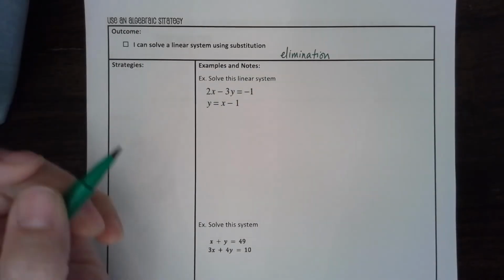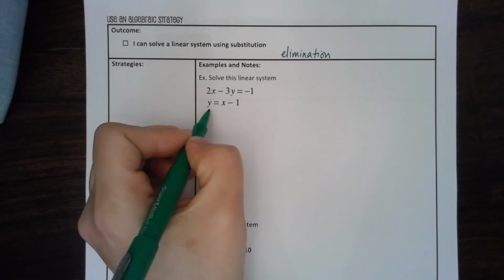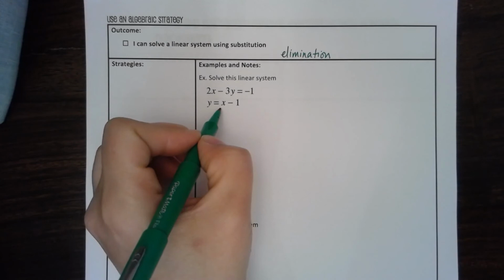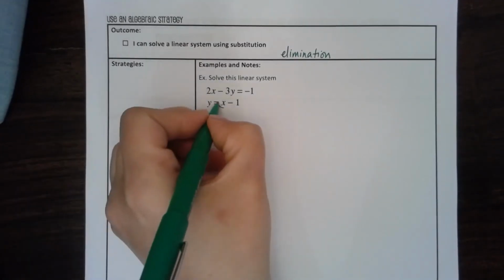Okay, so the way substitution works is it works really well when you have an isolated variable. See how we have this y all by itself, and we know that y equals x minus 1. Okay, so I can take that value of y.